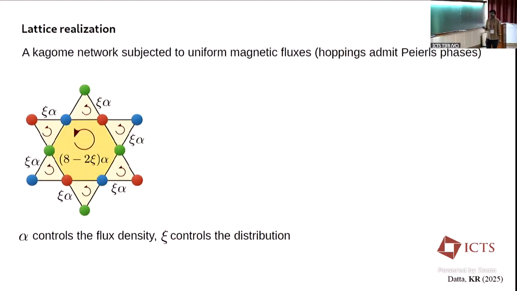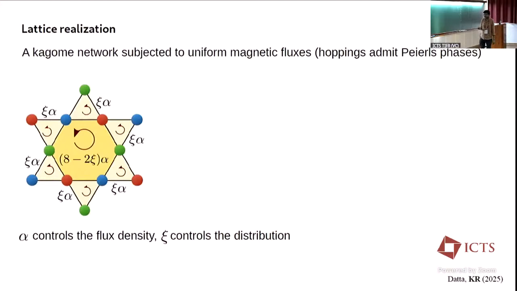For example, if xi equals 1, this corresponds to the uniform magnetic field case, so you have 6 alpha amount of flux in the hexagon and alpha amount of flux in each triangle. We are now tuning this xi parameter away from 1 to introduce inhomogeneity in the flux distribution. There is an interesting limit, which is xi equal to 0, in which you have essentially no flux in the triangles, and all the flux is concentrated only in the hexagons.